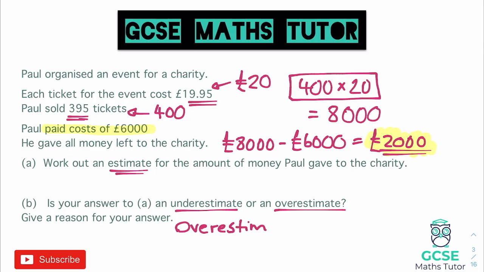So our reason there would be that because we rounded both the numbers up, it's given us a bigger number when we worked out this 8,000. So 8,000 was more than it should have been. So therefore it's an overestimate. And there we go, there's a bit of estimating.